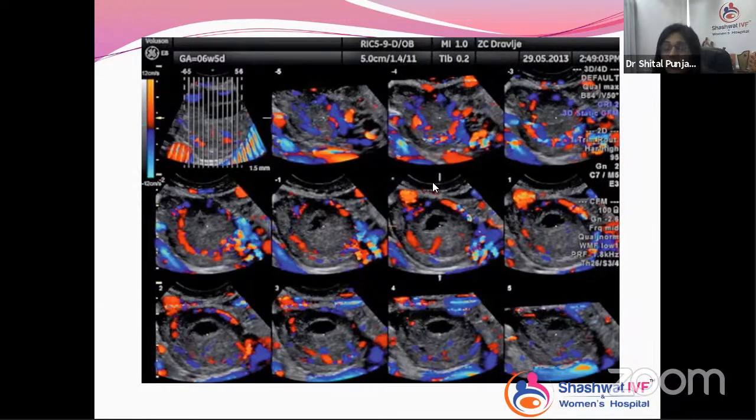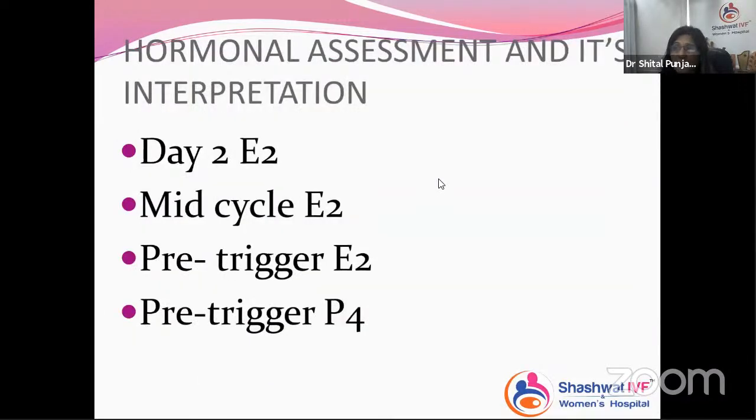Now, for a normal natural cycle, with just an oral induction agent, even if you don't do color Doppler, there are pretty good chances. If you do color Doppler, it is good, but if color Doppler is not available, it is not going to do any harm. For IUI, to optimize the result, color Doppler helps. But for IVF, to get a good result, if we take the support of color Doppler, it actually helps in optimizing the results. Hormonal assessment and its interpretation.